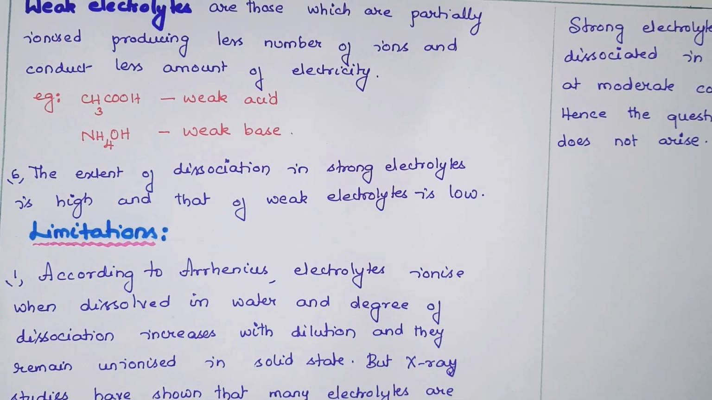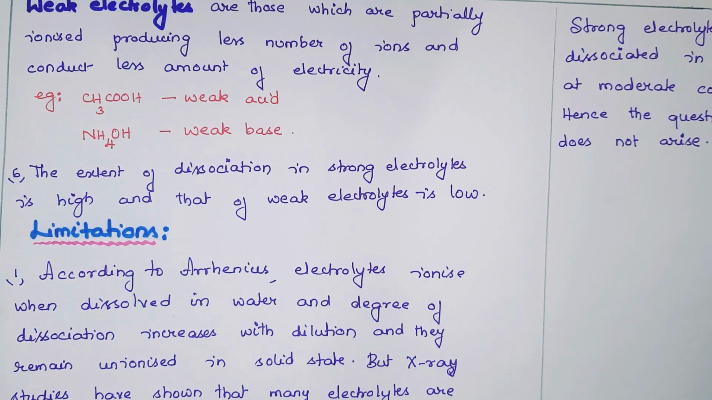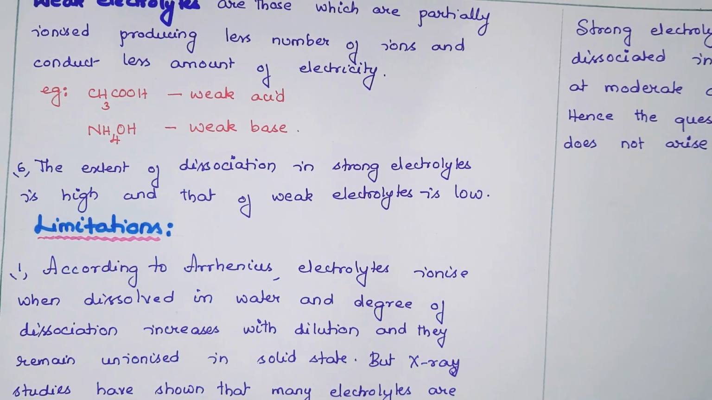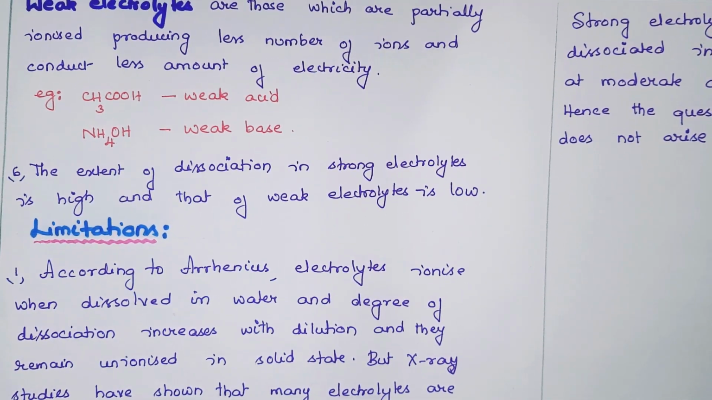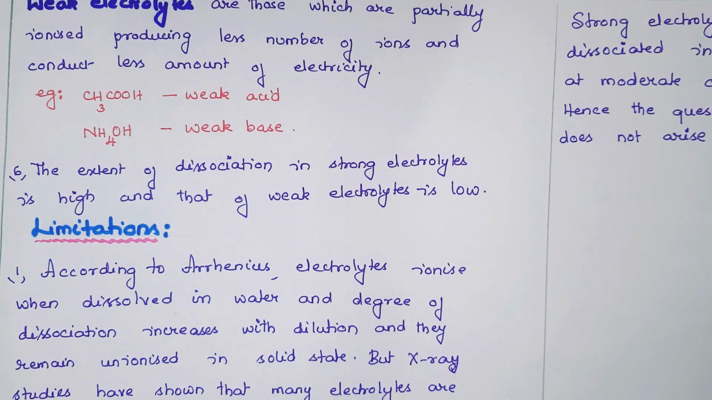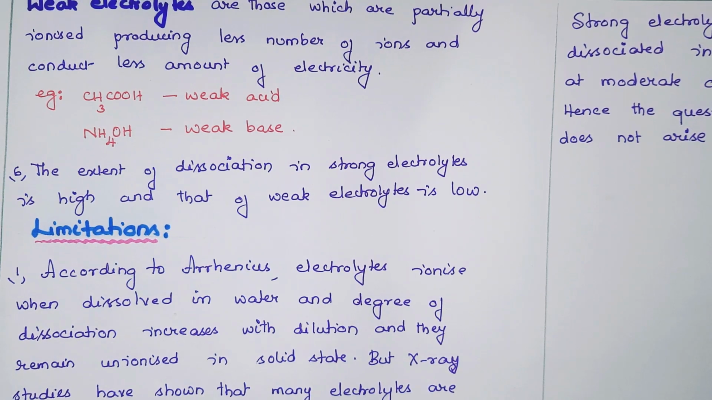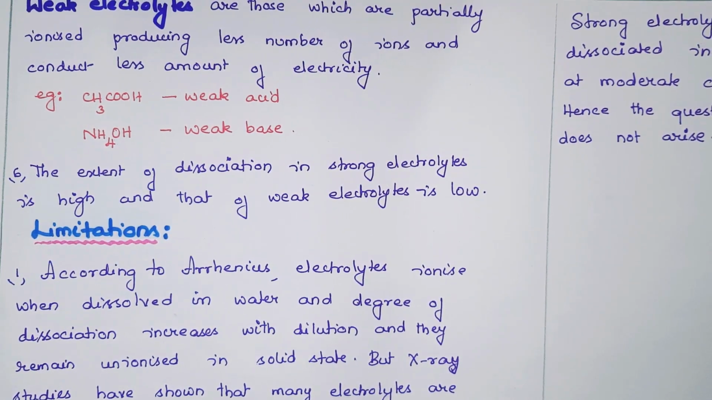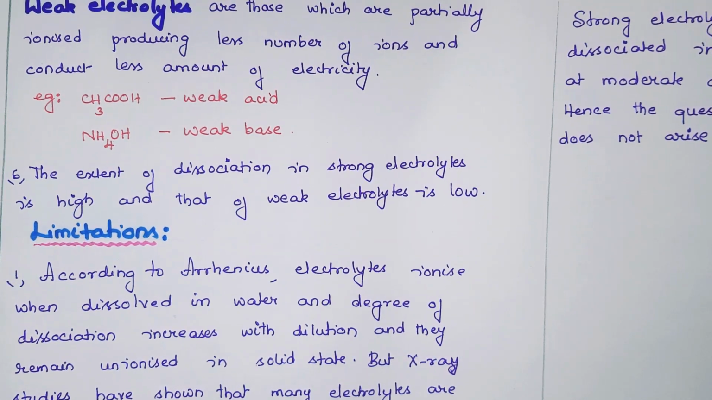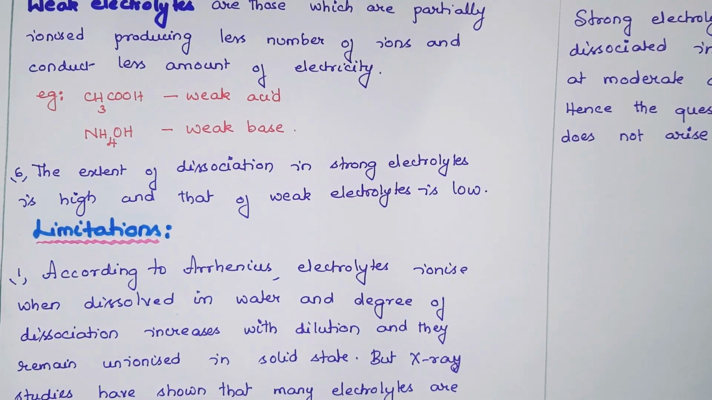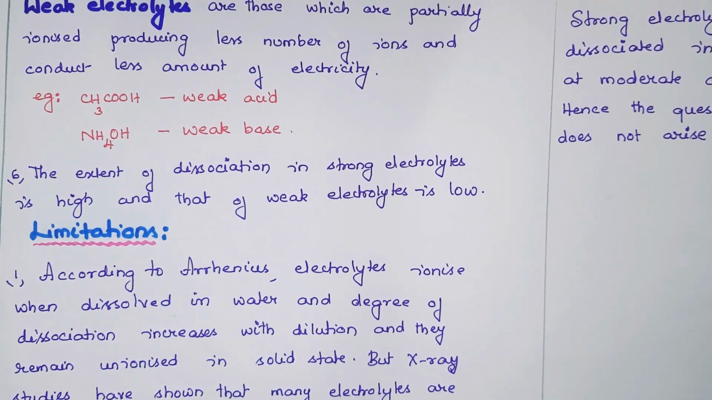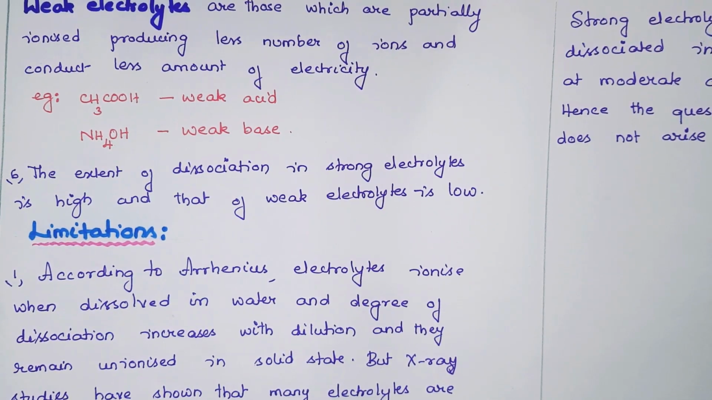According to Arrhenius, we have seen that electrolytes dissociate when they are in water, and the degree of dissociation increases with dilution, and they remain unionized in solid state. So the meaning of electrolytes dissociating into ions when dissolved in water is that in solid state, when you don't add water, they are not able to dissociate or ionize. But X-ray studies have proved that many electrolytes are ionized even in solid state, for example, potassium chloride. That is the first limitation of Arrhenius theory.